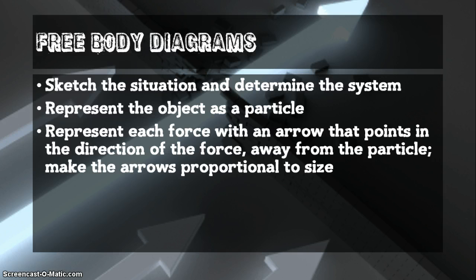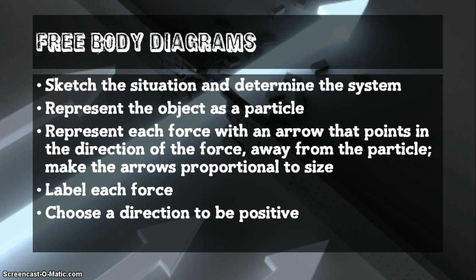So then we are going to draw those forces with an arrow pointing away from the particle in the direction of the force. And we might not know the exact size of the arrow, but you want to try to make those relatively proportional. Are they equal? Is one bigger than the other, etc.? And the direction is important as well. Then you're going to label each force with an F and then a subscript representing usually the agent of that force on the system. You need to know which direction is positive in the x direction and the y direction.